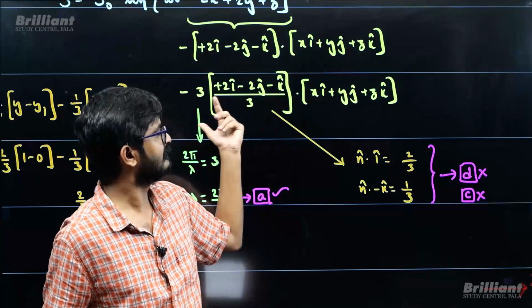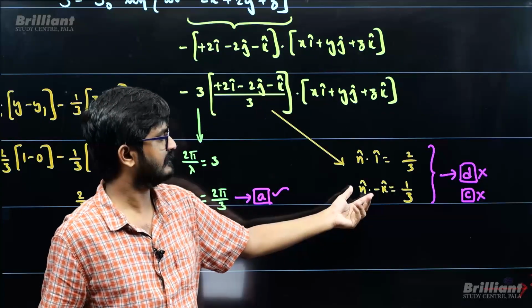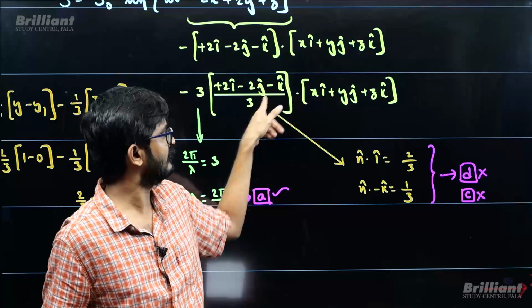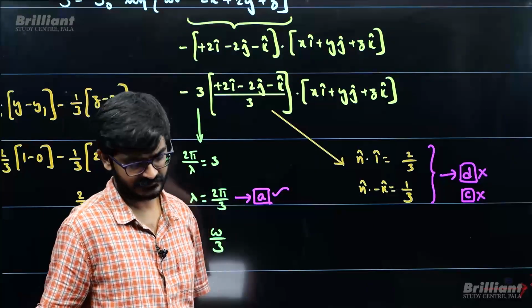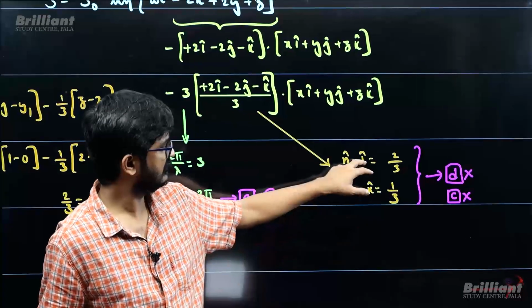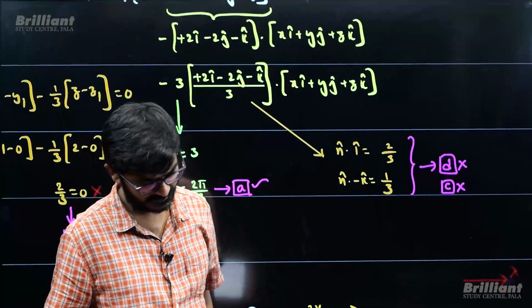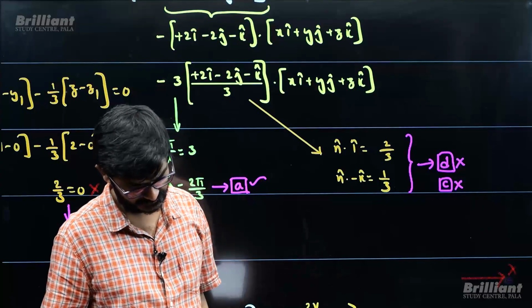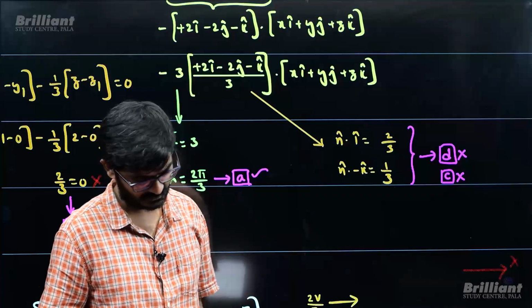Now similarly, between this vector and minus k cap, I can take the dot product of this one with minus k cap, and it will turn out to be 1 by 3, right? So with the x axis it is making cos inverse 2 by 3, and it is not making equal angles with the positive x axis and negative z axis, so both are wrong.